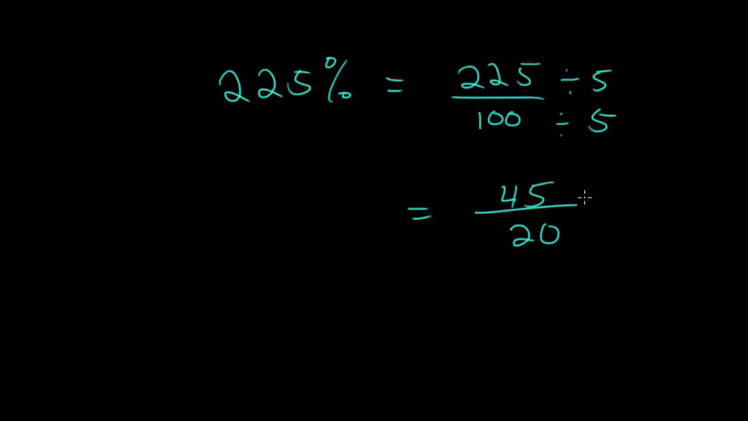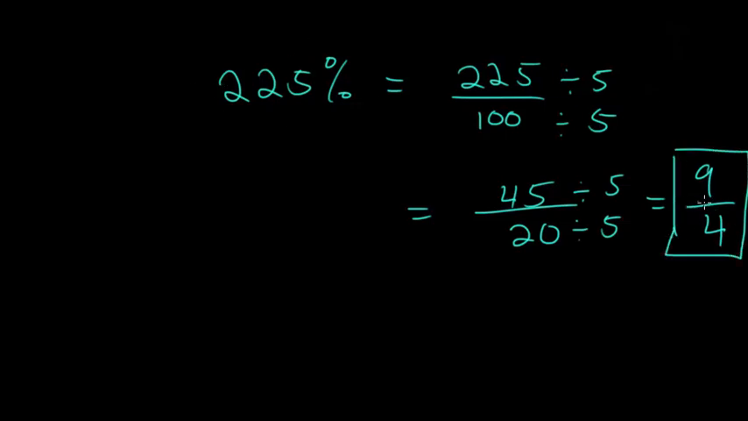But each of these could again be divided by 5, since they both end in a 5 and a 0. So 45 over 5 is 9. 20 divided by 5 is 4. So 225% is the same as 9/4 when converted to a fraction.